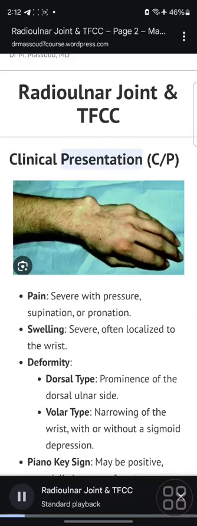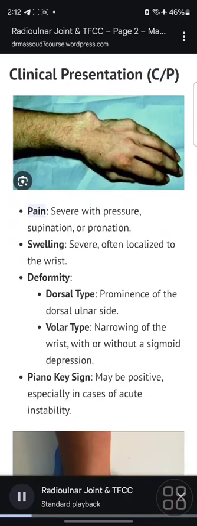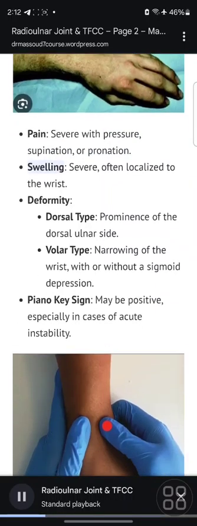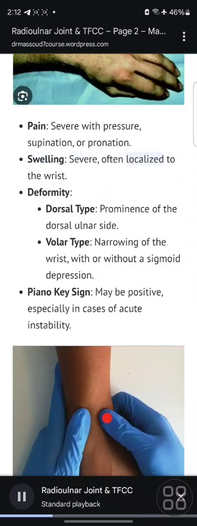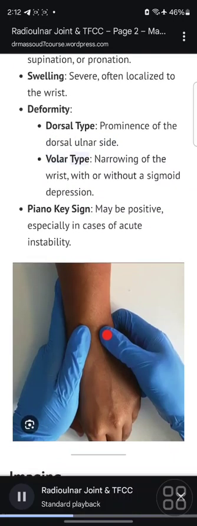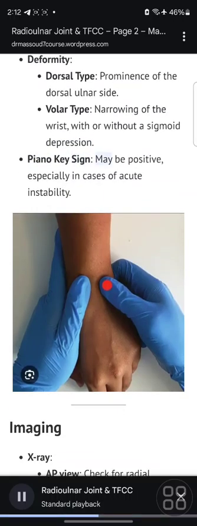Clinical presentation. Pain, severe with pressure, supination, or pronation. Swelling, severe, often localized to the wrist. Deformity, dorsal type, prominence of the dorsal ulnar side. Volar type, narrowing of the wrist, with or without a sigmoid depression. Piano key sign may be positive, especially in cases of acute instability.